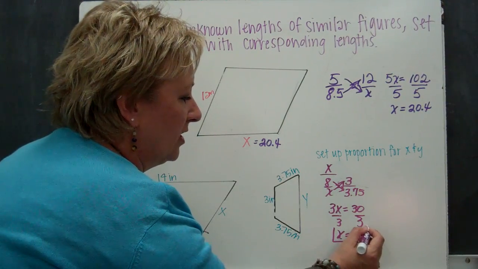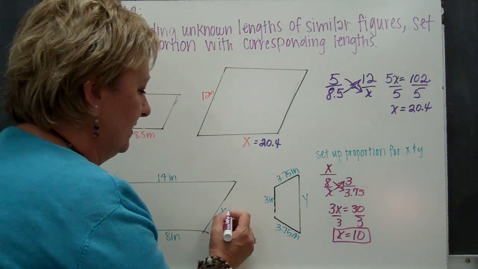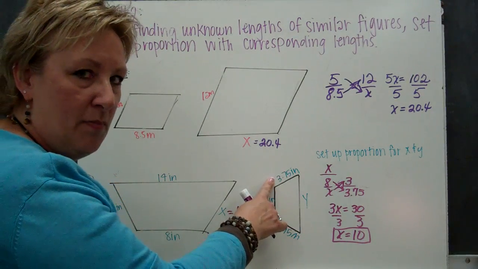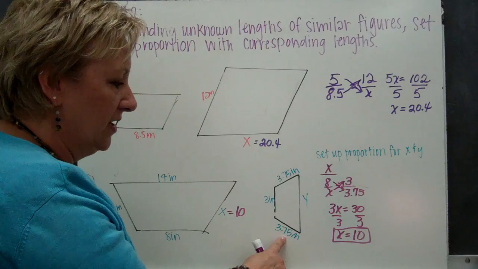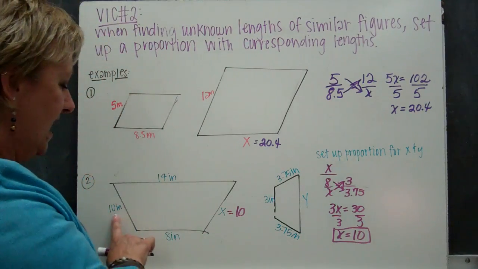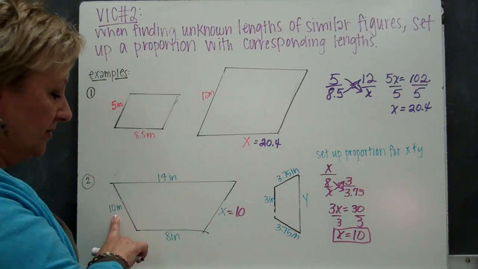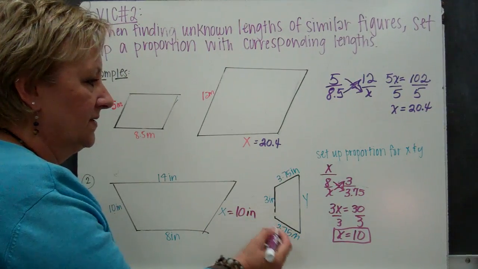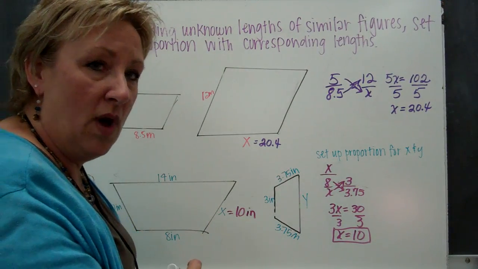So when I want to look at this, I know that this x is going to be 10. If you notice, this is 3.75, and this also equals 3.75. If I had looked over here, you also see a 10 inches, so this would have to also be equal to 10 inches. Now, how are we going to find the y value?